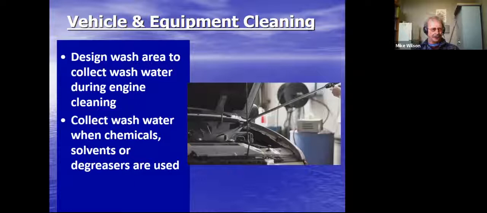If you're engine cleaning, especially if you're engine cleaning, you've got a gross amount of grease, design a wash area again to collect that wash water. All right. Collect wash water when chemicals, solvents, or degreasers are used. But always, in general, just always collect it.